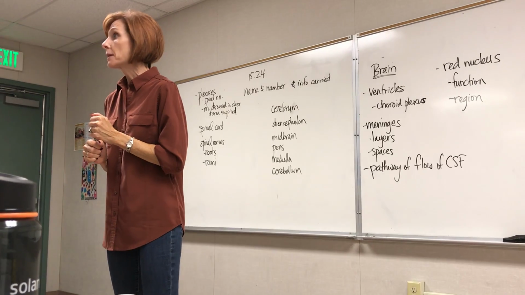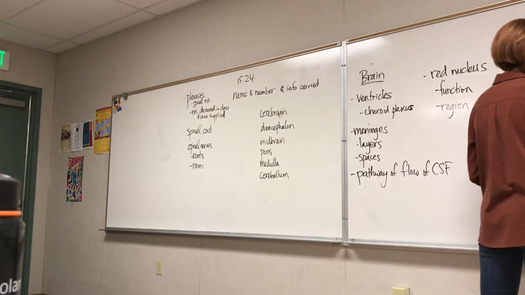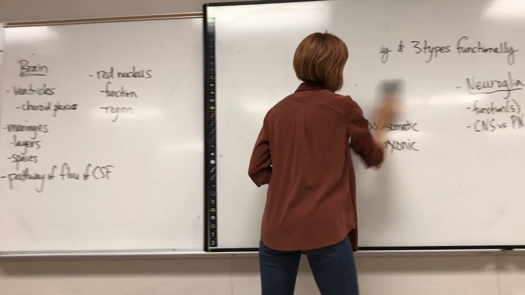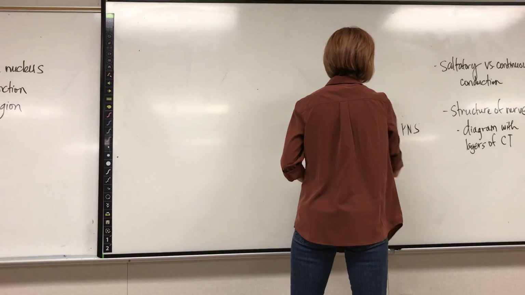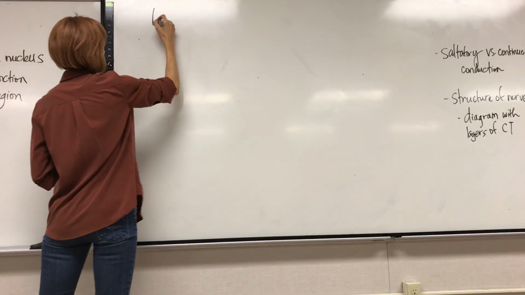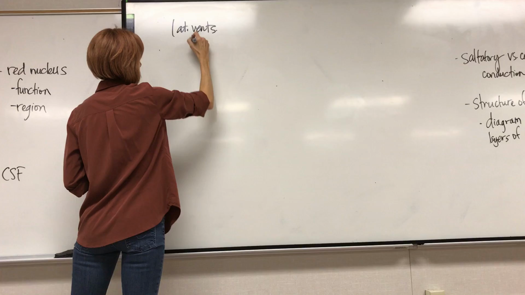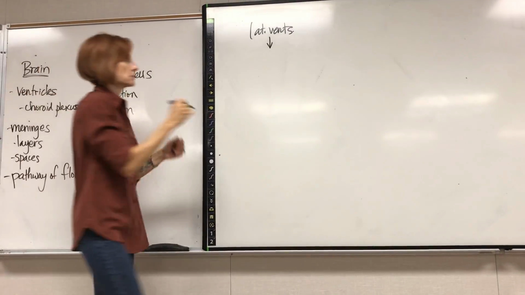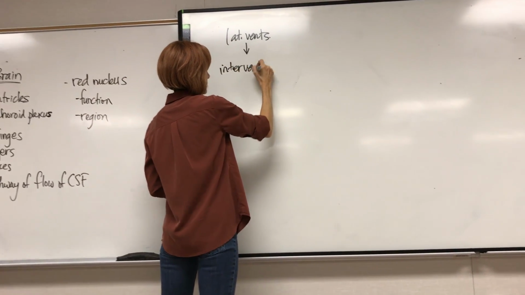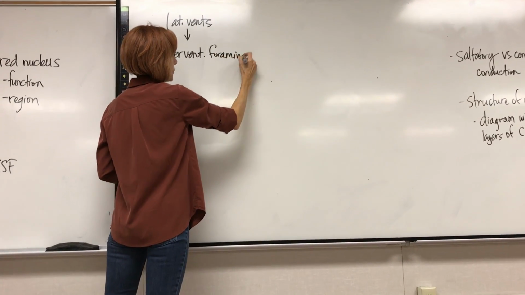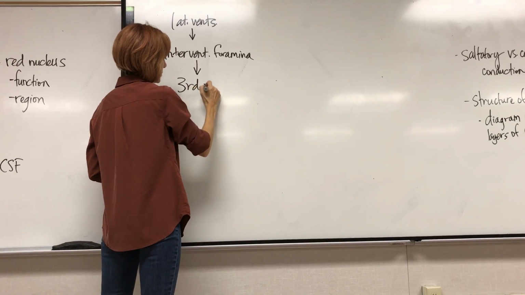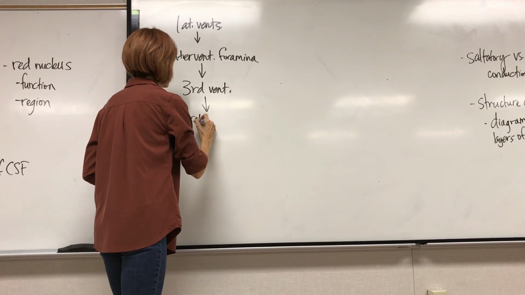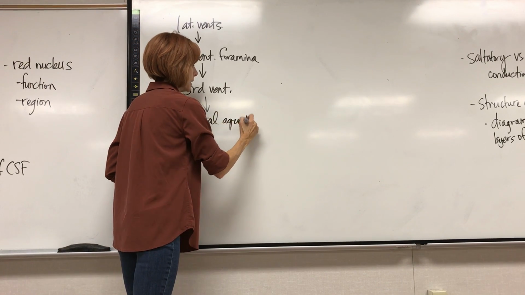The pathway of flow of CSF? Okay. So the question is about the pathway of flow of cerebrospinal fluid. So let's start this in the lateral ventricles. What are those little connections between the lateral ventricles and the third? Interventricular foramina. Okay, so from here, CSF enters the third ventricle. What's next? Cerebral aqueduct. Exactly, cerebral aqueduct. And then what's after that?